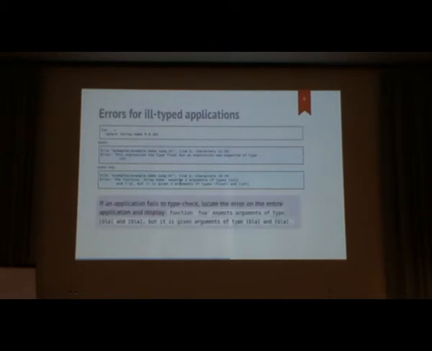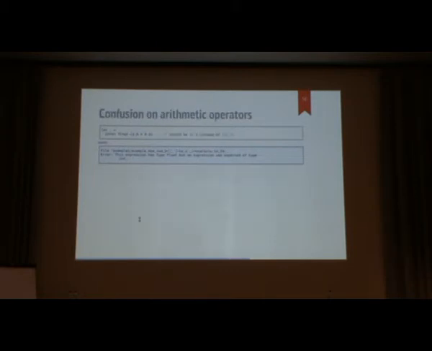The general pattern is to report, when an application fails to type check, the error on the entire application, and to recall the types that were expected and the types that were provided. So this is a general pattern, and I'm going to show you on more examples how this works out. First of all, consider the application of plus. OCaml gives you an error on the 2.0 here. It says it should have type int. Well, why?